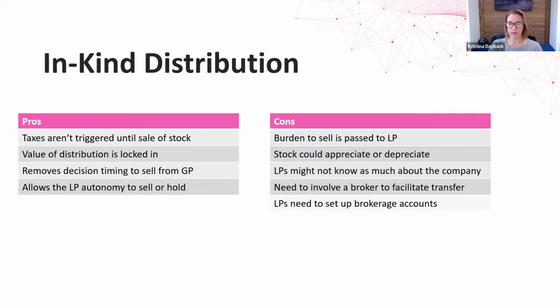So they're going to be the ones that are cleaning the stock, ready to have it be transferred. They're going to handle helping your LPs get set up with brokerage accounts and stuff like that. It's just another operational step that you need to be thinking of when you're going to do a stock distribution.